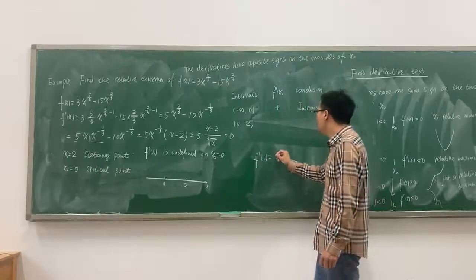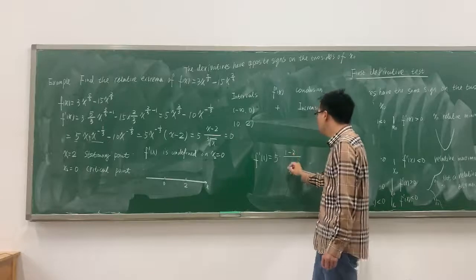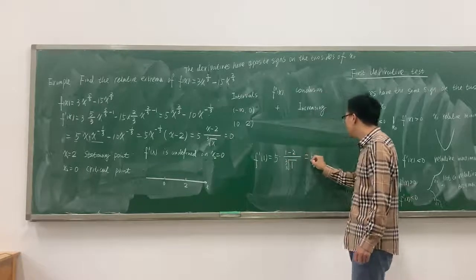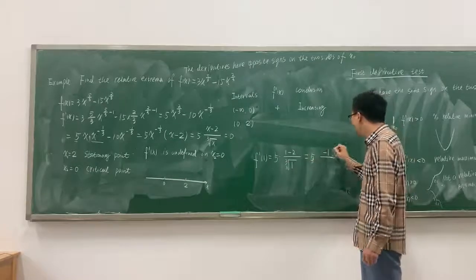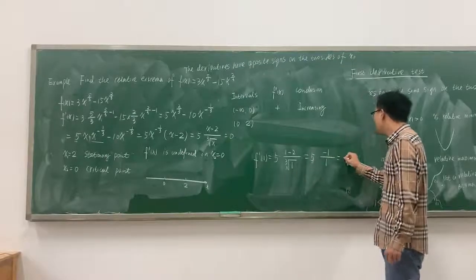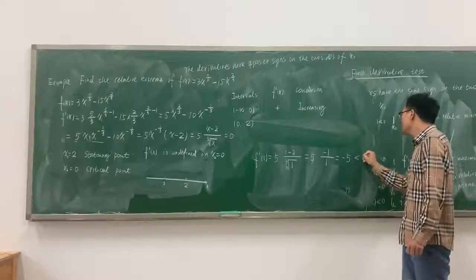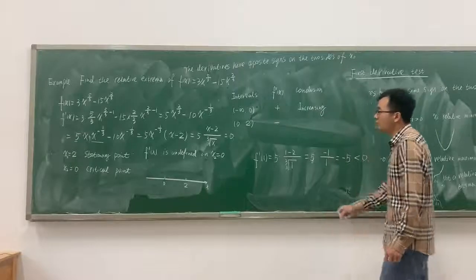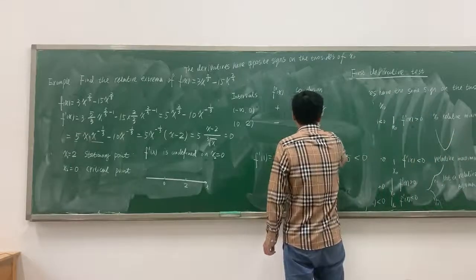f prime 1 equal to 5 times 1 minus 2 divided by the cube root of 1. So it is equal to 5 times 1 minus 2, which is minus 1. The cube root of 1 is 1. So the result actually is minus 5. So it's less than 0. So here is decreasing.